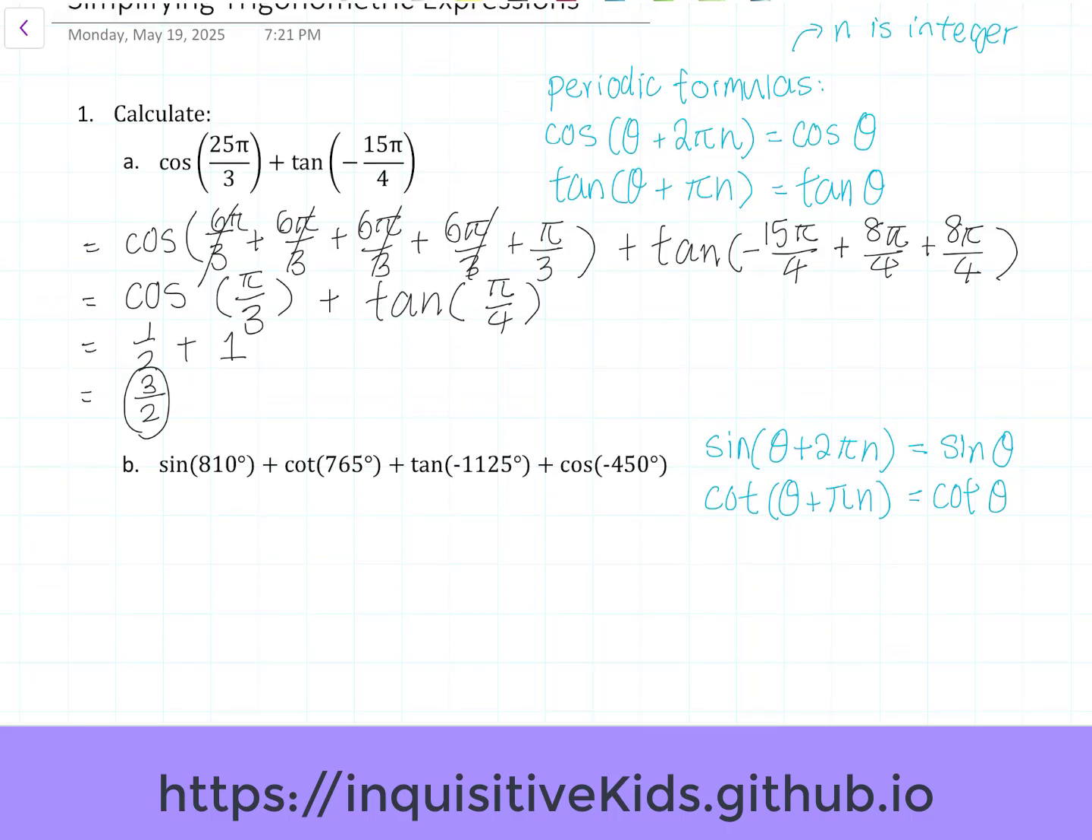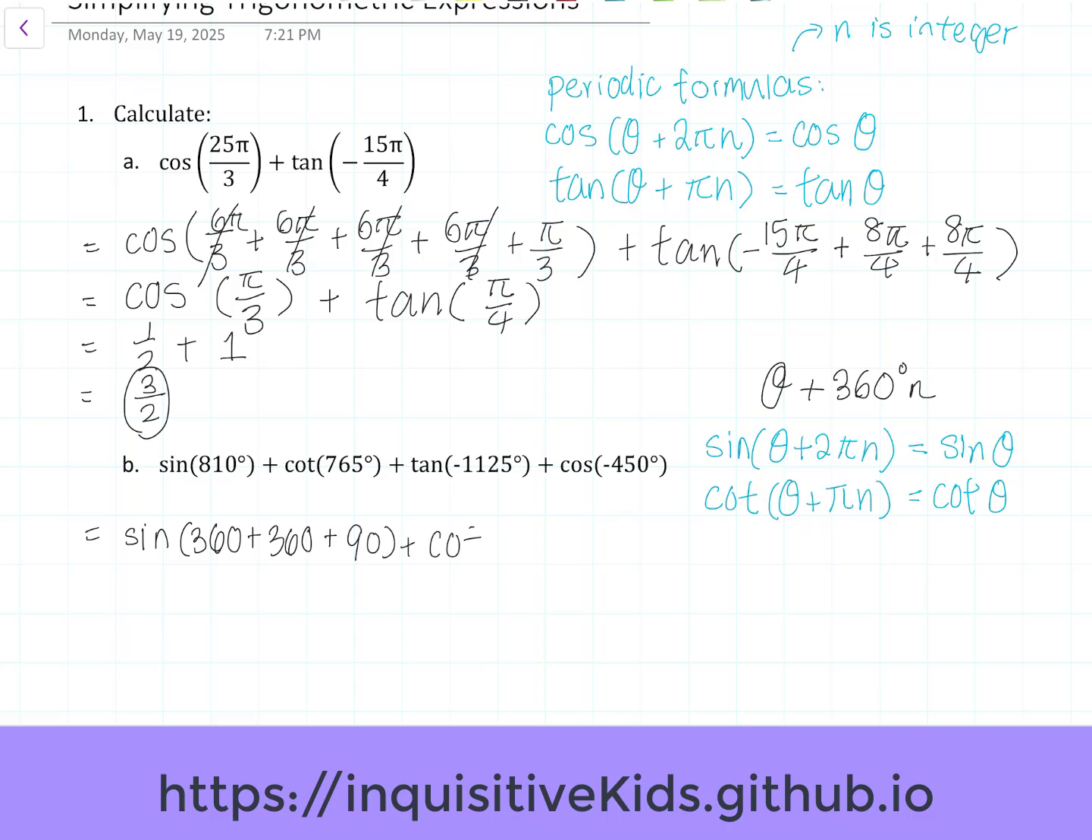Well, here the first thing we can see is the problem gives us all the values in degrees, not radians. But we can easily convert radians into degrees. The sine formula says theta plus any multiple of 2 pi. But we know that 2 pi is really 360 degrees. So any multiple of 360 degrees. Therefore, we can rewrite sine of 810 as 360 plus 360 plus 90.